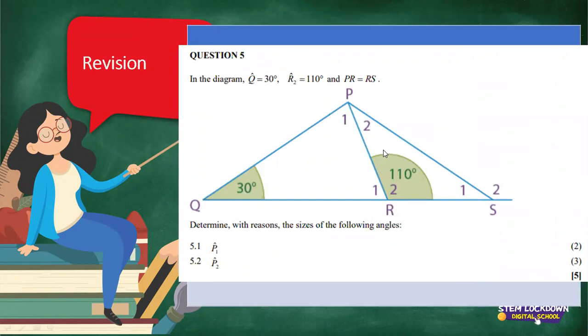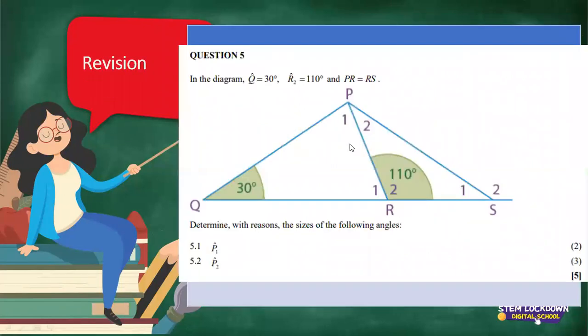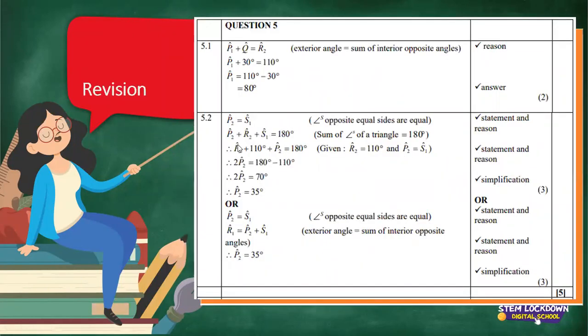And P2, R2, S1 must equal 180. That is what we call the interior angles of a triangle. The interior angles of a triangle. Okay, and then from there, we get our P2 as 35.